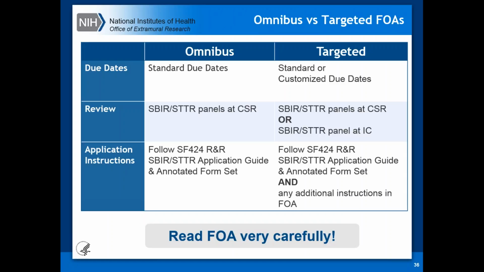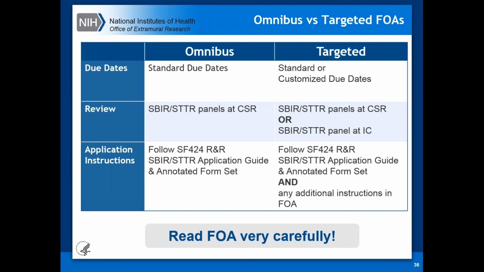So with respect to the omnibus versus the targeted funding opportunities, here are some of the differences you should be aware of. The omnibus one has the standard due dates of September 5th, January 5th, and April 5th. The targeted ones could in fact have the standard due dates, or they could have customized due dates. So they could differ. They could have additional ones or different ones completely. Under the omnibus, for review, the SBIR and STTR panels are at the Center for Scientific Review here at the NIH.